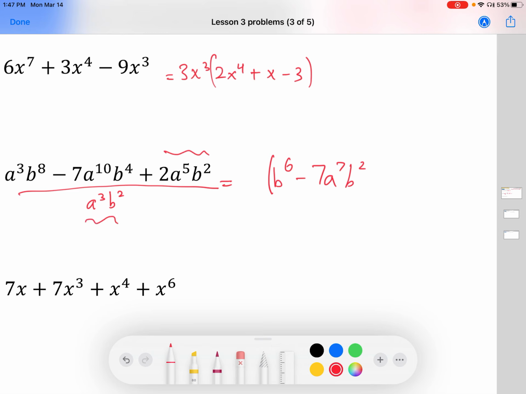So I keep the 2, so plus 2, and then a to the 5th over a cubed, 5 minus 3, so that's 2 a squared. And then b squared over b squared, those cancel, so that goes away. So I just have a multiplication by 1, b to the 0. So that is the end of my division.